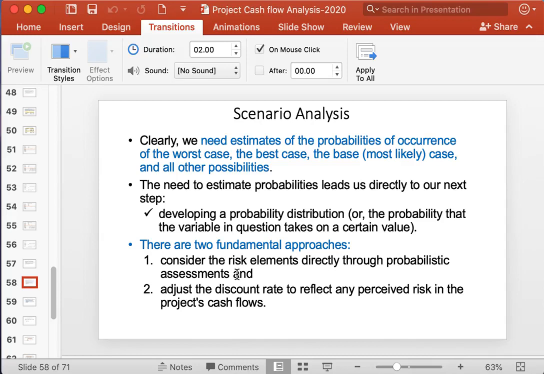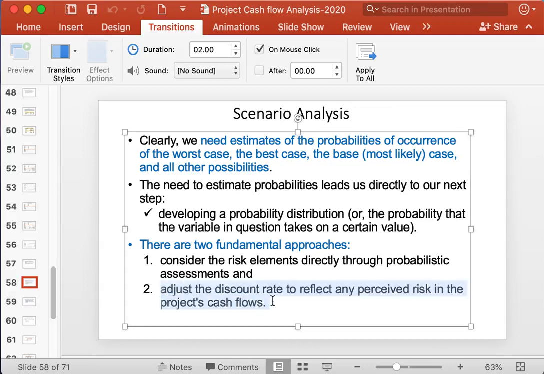One is to consider the risk element directly through probabilistic assessment of the cash flows, or adjust the discount rate, that means adjust the MARR, to reflect the perceived risk in the project's cash flow. So this second one we will not do, we will actually look at only the first one.